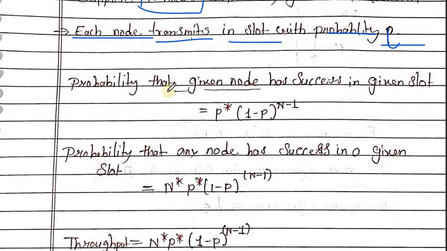So here, the probability that a given node has success in a given slot. So we take the probability of success, meaning the packet will not collide and will be received by the receiver successfully. This is the formula. How do we get this formula? I won't go into the derivation of the formula. You must remember the formula only.